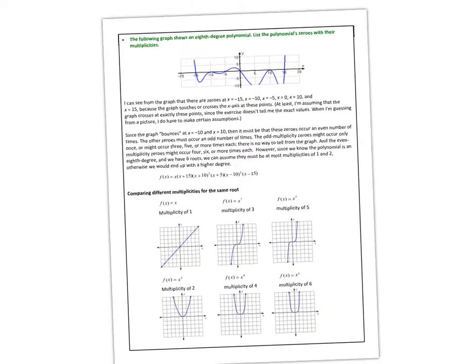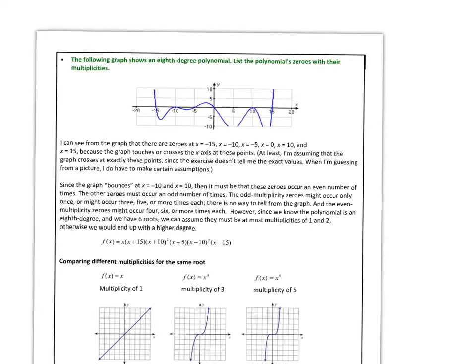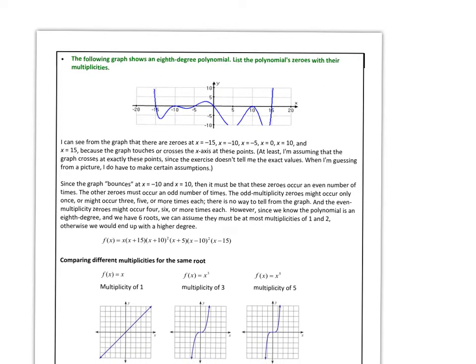The following graph is an 8th degree polynomial. List the polynomial zeros with their multiplicity. Well, you can see the zeros pretty easily. Negative 15, it crosses, a minimum of once. Negative 10, that's a bounce, so the exponent has to be a minimum of 2. Again, another cross, 1, another cross, 1, another bounce, minimum of 2, another cross, minimum of 1.